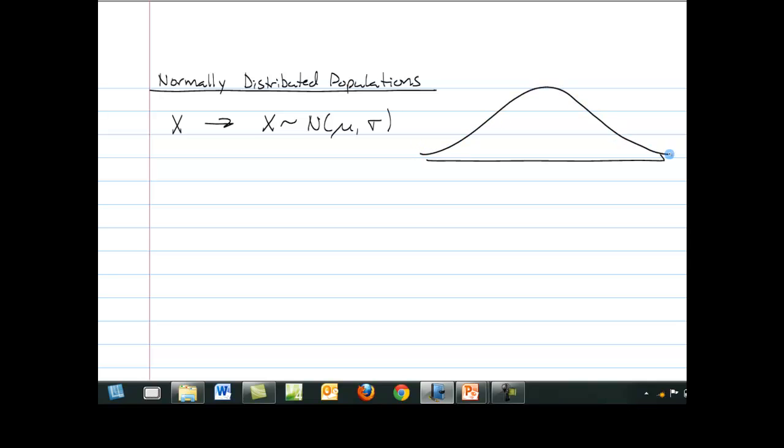So these are my values of x. The mean is at mu here. So this is what we say when we talk about the underlying distribution is normal. Now what we want to talk about then is pulling samples of size n from this population.